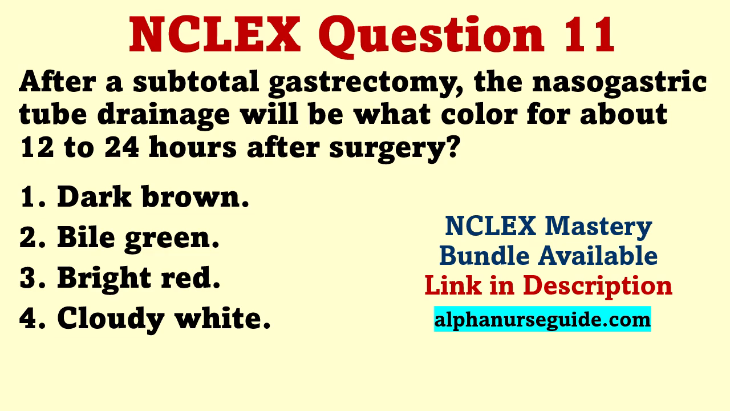The correct answer is 1. About 12 to 24 hours after a subtotal gastrectomy, gastric drainage is normally brown, which indicates digested blood. Bile green or cloudy white drainage is not expected during the first 12 to 24 hours after a subtotal gastrectomy.